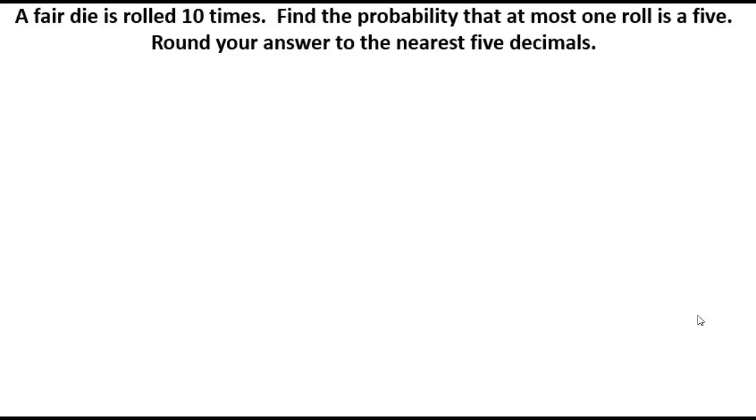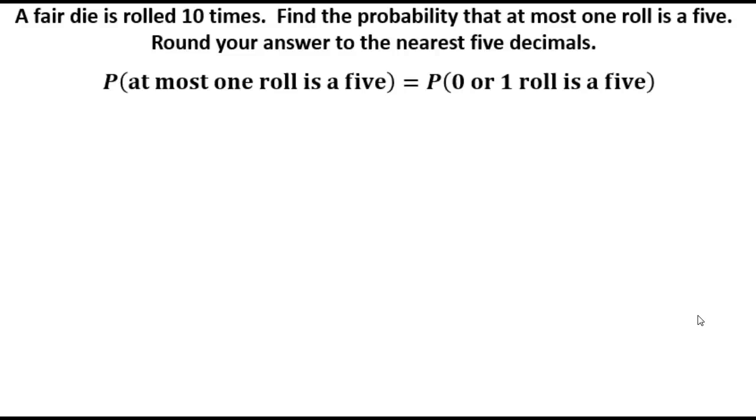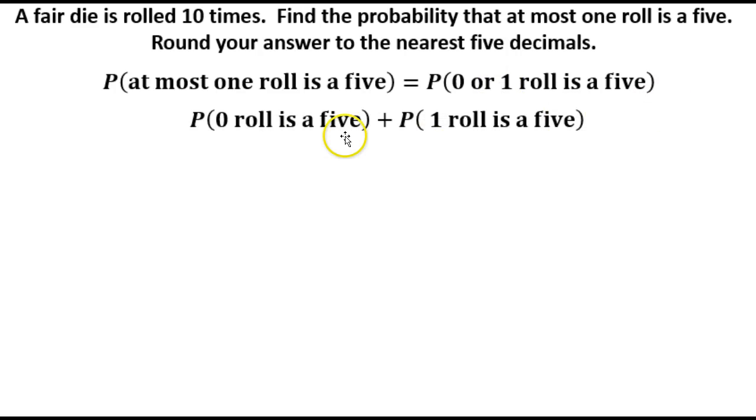So if we got one roll that's a 5, we can also roll it 10 different times and never get a 5. That would be 0 rolls of 5. So the probability that at most one roll is a 5 is equal to the probability that 0 rolls are a 5 or that one roll is a 5. Either one. So if you can calculate the probability of 0 rolls being a 5 or one roll being a 5 and then add those two together, that will answer our question of at most one roll is a 5. So I want you to go ahead and do that one now. Go ahead and push pause and come back to me after you've got your answer.